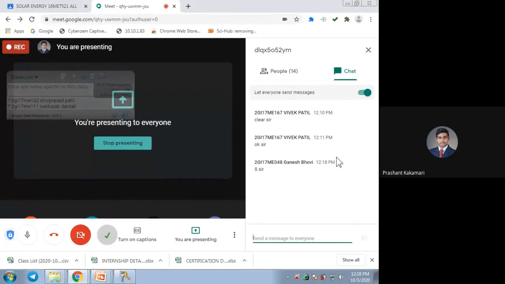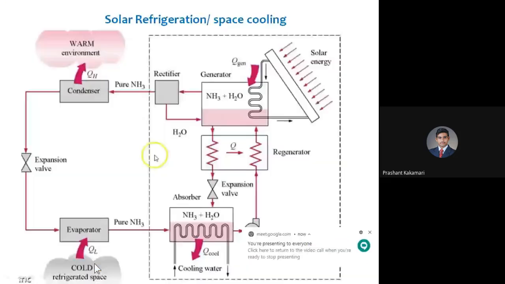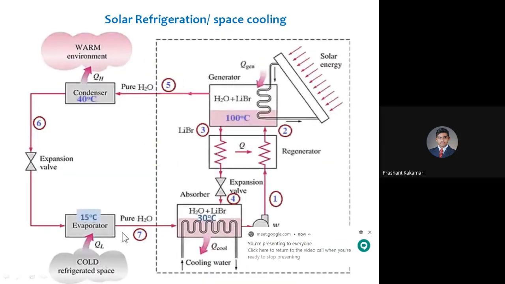Okay, I'll explain one more similar cycle with space cooling, where the temperature levels are very low for the cooling purpose. So that is one more application, solar refrigeration or space cooling. This is actually not used for refrigeration; it is used only for space cooling, big space cooling. Here you can just observe, in this cycle, water is acting like a refrigerant. Water is acting like a refrigerant. Lithium bromide liquid is acting like an absorber.